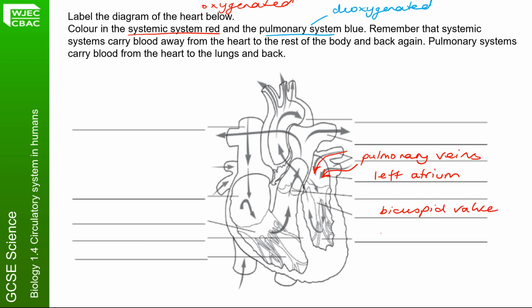And it's going to go into this lower chamber, which is the left ventricle. So I've helped you with the start. Let's see if you can finish the rest of it off. So pause the video.